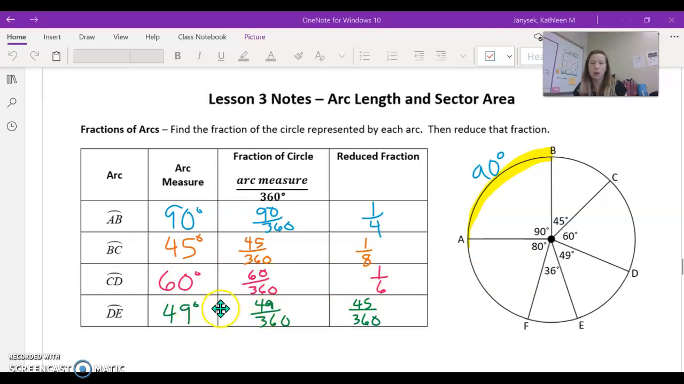And you'll notice that sometimes you might even get measures that don't reduce, like 49. Oops, sorry, my mistake. I put 45 in that last one. Let me correct that. It should be 49. 49 out of 360 does not reduce, so it's going to stay 49 out of 360.